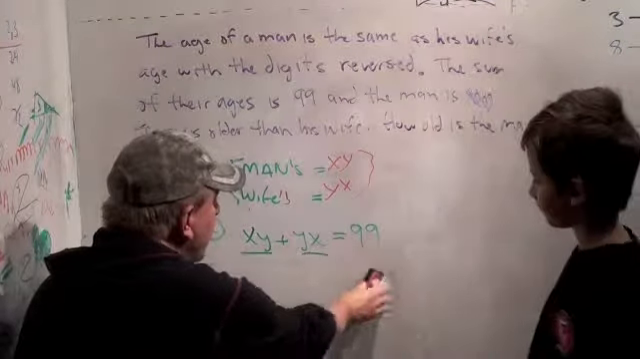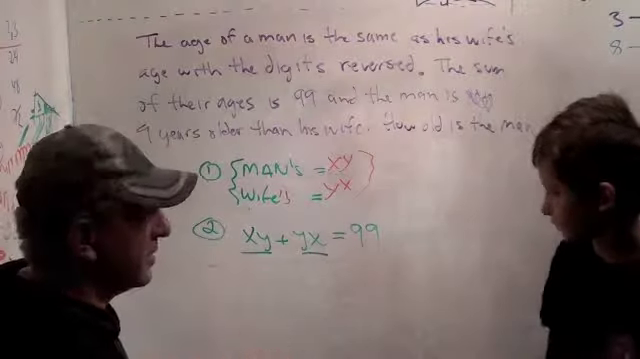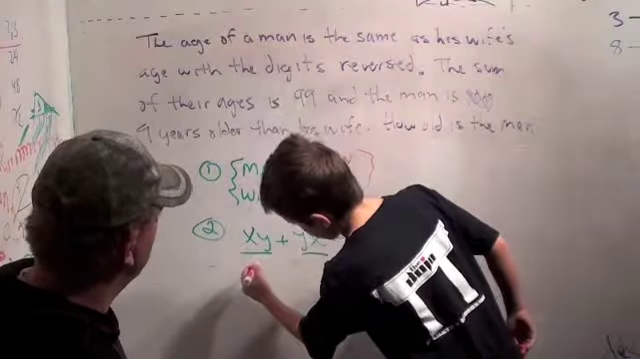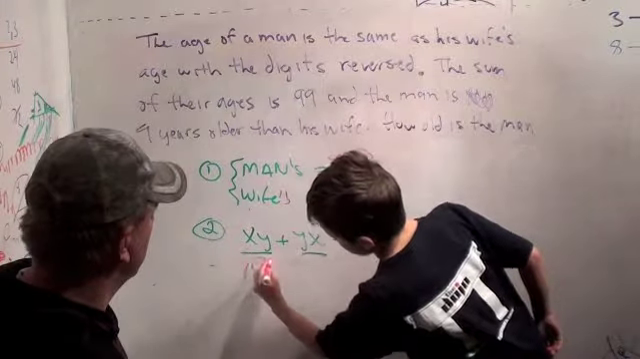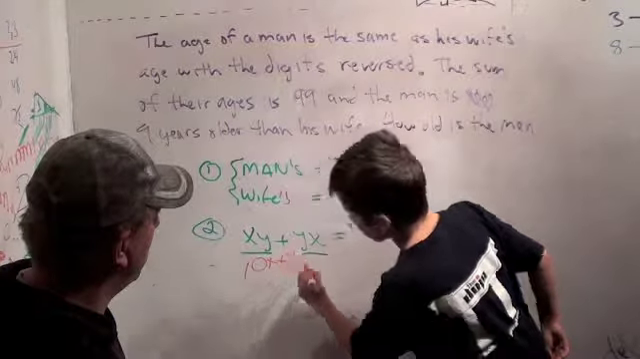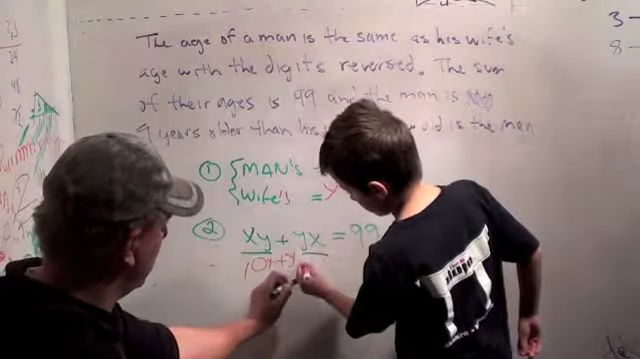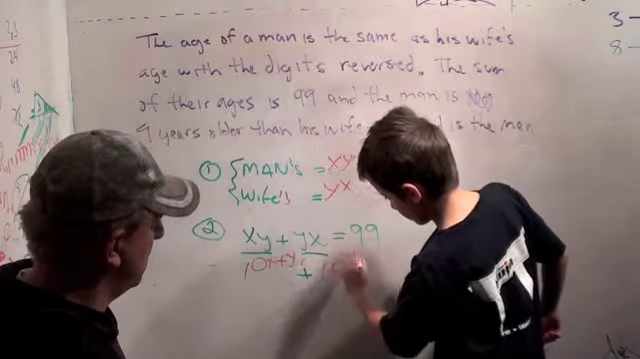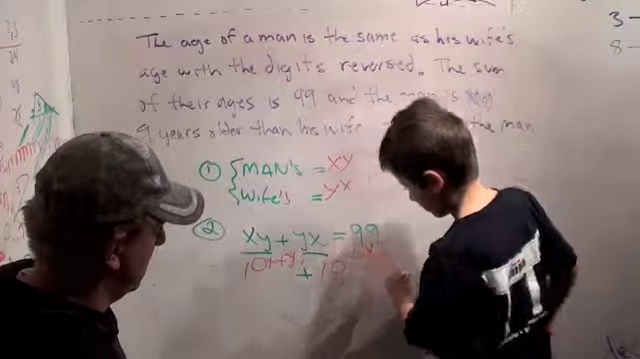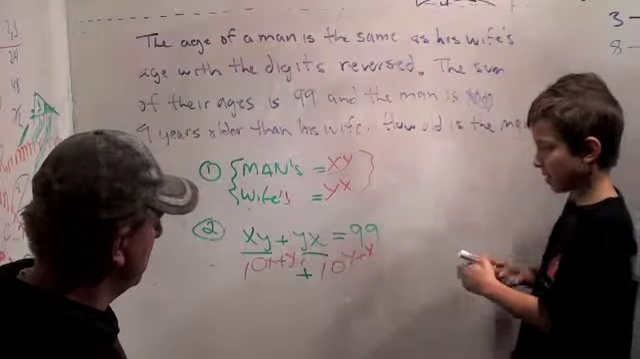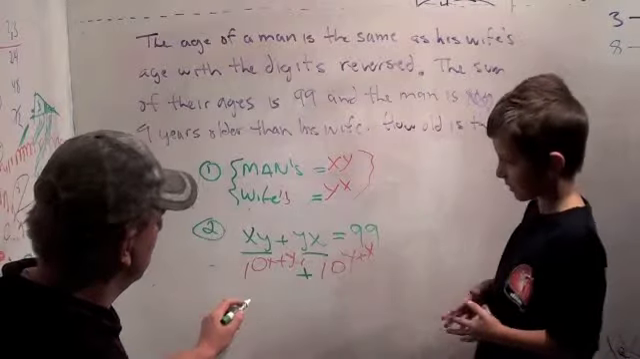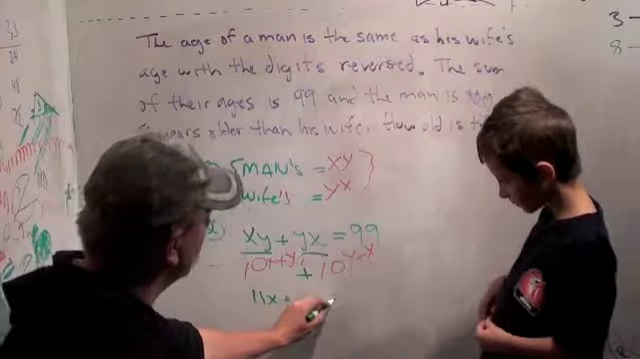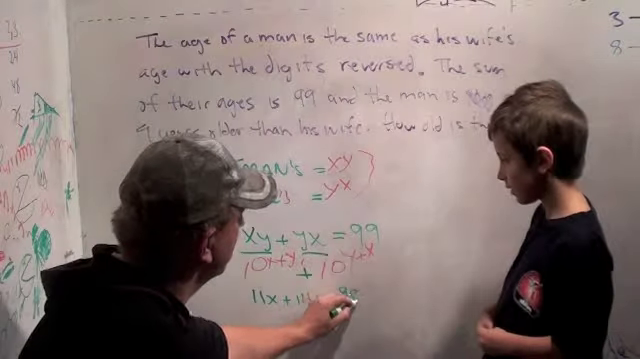Kablam. Okay, so xy plus yx is the same as, do you want to write it? Yeah. 10x plus y. Write it out in a line like that, and write it big. 10x plus y plus 10y plus x. Okay. I would write this as 11x plus 11y equals what? 99. That means x plus y equals 9.